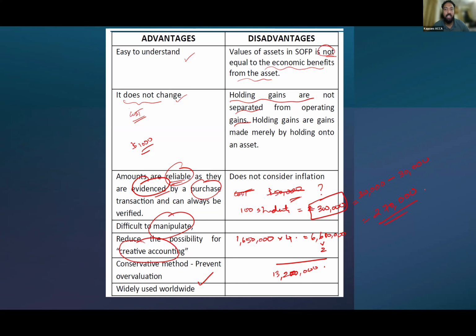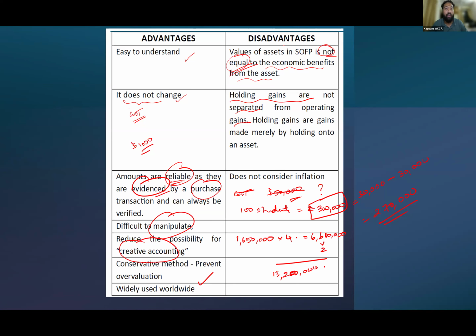Yes, but there's a small problem. Is that 270,000 the amount that Capens is generating from this asset? Definitely no. If Capens is going to use this asset like this for the next 5 or 6 years, they will make millions and millions of rupees from this bench. So definitely it's not equal to the economic benefit that is being generated from the asset. The value of the asset in SOFP is not based on the value of economic benefit that is generated from this asset, and holding gains are not separated.